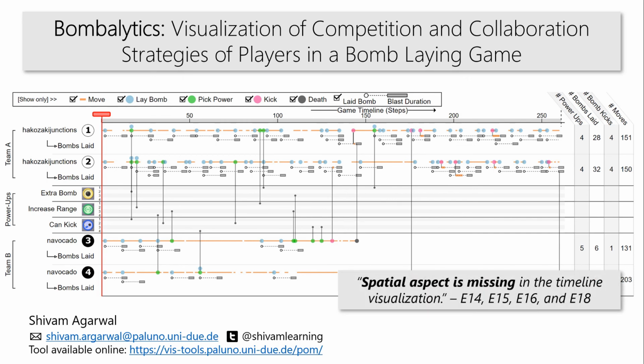The experts also suggested to include the spatial aspect of interactions in the timeline visualization, which we plan to do in the future. We hope that it would make it easier to infer more complex competition and collaboration strategies from the visualization itself. Don't forget to check out the demo of the tool and the paper for more details.